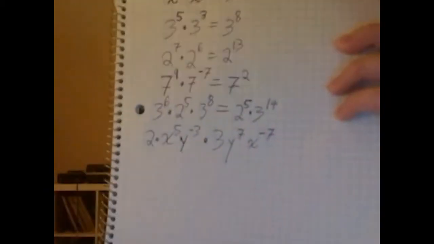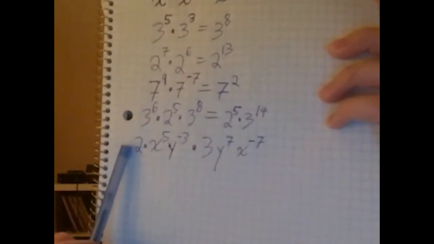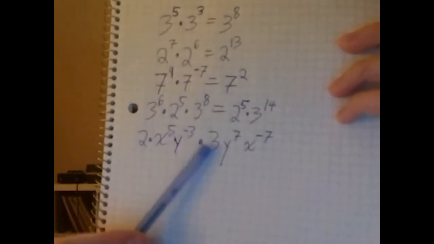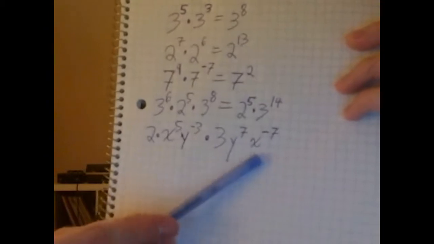Okay? So, say you have 2x to the 5th, y to the negative 3rd, times 3, y to the 7th, x to the negative 7th. What I'm going to do is just reorder the way that I'm multiplying this, okay? So I'm going to say that that's equal to 2 times 3 times x to the 5th times x to the negative 7th times y to the negative 3rd times y to the positive 7th.